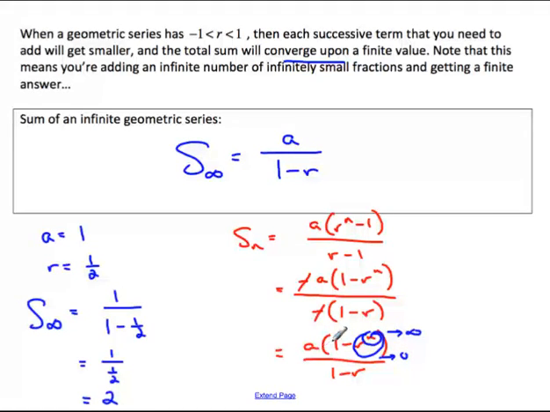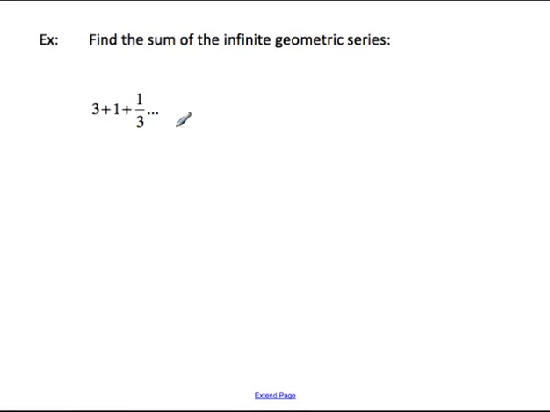That means we're going to have a times 1 minus 0 in the numerator. And overall, then, as n gets towards infinity and r to the n gets towards 0, the whole thing goes to a over 1 minus r. And that's where this formula comes from, how it's derived from the formula we saw previously for the sum of a finite number of terms of a geometric series.